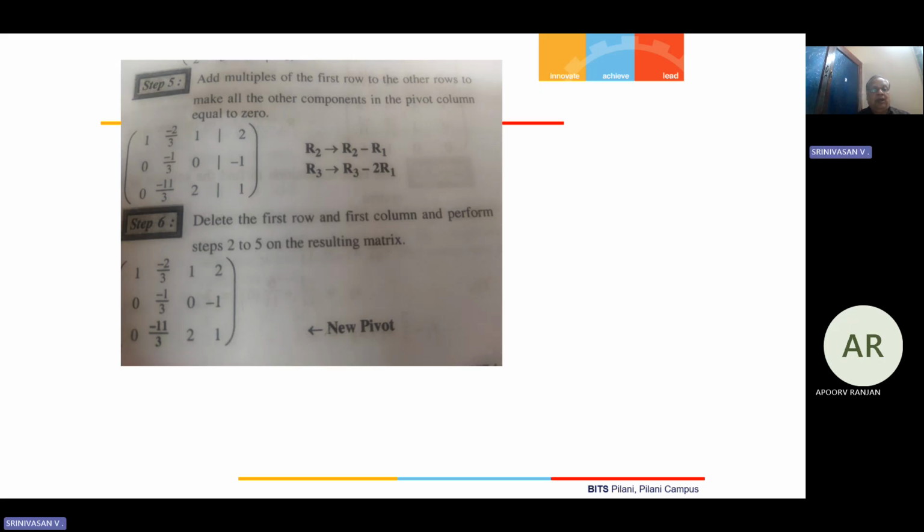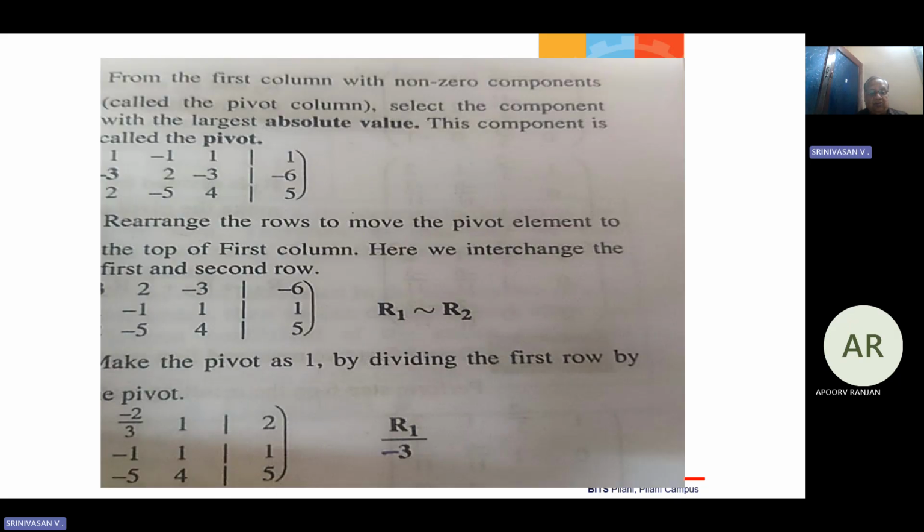So you have 1, minus 2 by 3, 1, 2. This is only a demarcating line, so don't be misled by this one. Even in the previous one, don't take this as 1. This is actually the augmented matrix line.